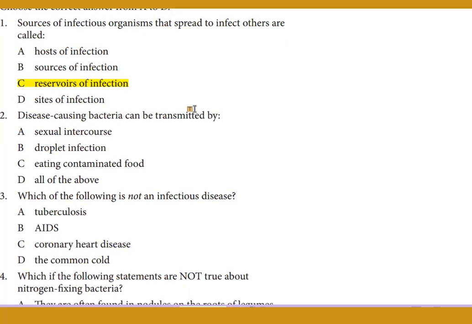Question number two. Disease-causing bacteria can be transmitted by A, sexual intercourse, B, droplet infection, C, eating contaminated food, and D, all of the above. The answer is D, all of the above.